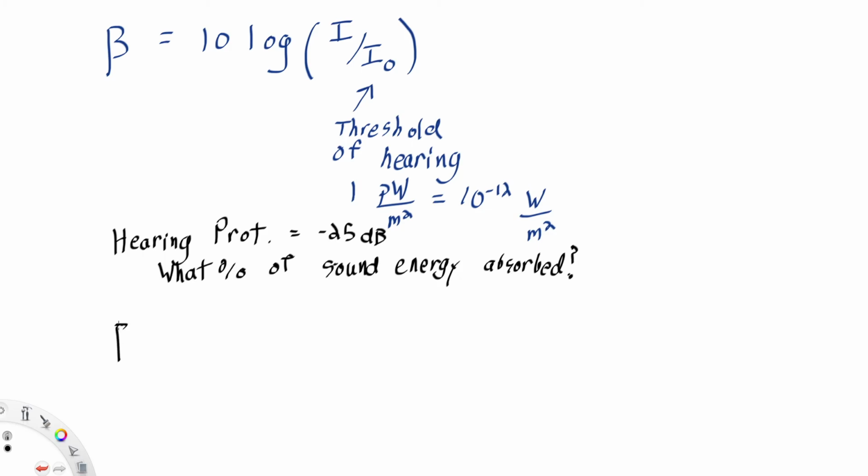So we're going to say beta 0. Let me change colors. That's too much black. Beta 0 would be no hearing protection. And beta 1 is going to be with hearing protection. Okay. And the rating on the hearing protection tells us what this difference is. This difference is going to be 25. But we can also write down what beta 0 and beta 1 should be based on our definition of the decibel scale here.